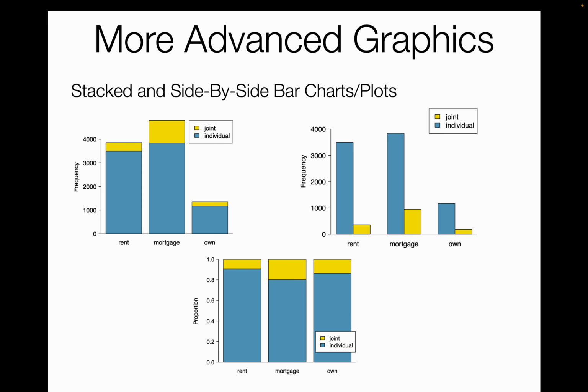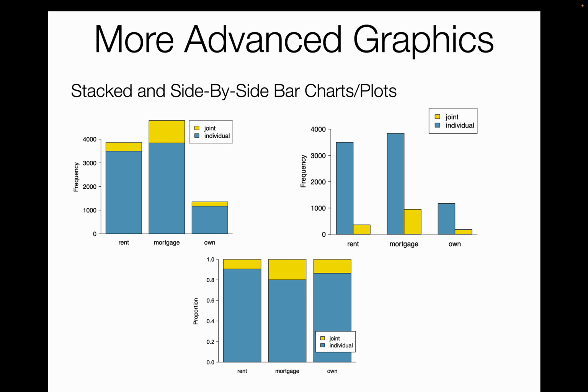These plots are about loans, which we've talked about with the loans data set before. The blue and the yellow show what type of loan it was, joint or individual. The different X values here, rent, mortgage, or own, are your house ownership. Do you rent, have a mortgage, or own your house? A question you might ask is, does the type of loan seem to change over rent, mortgage, or own?